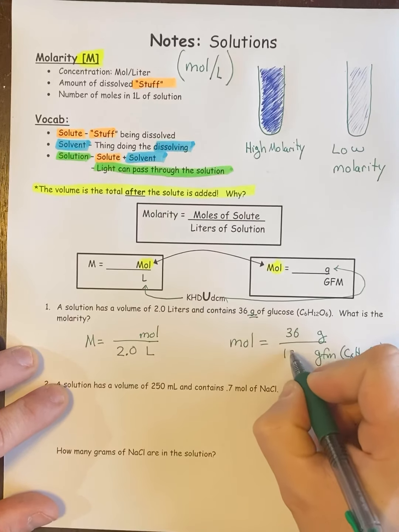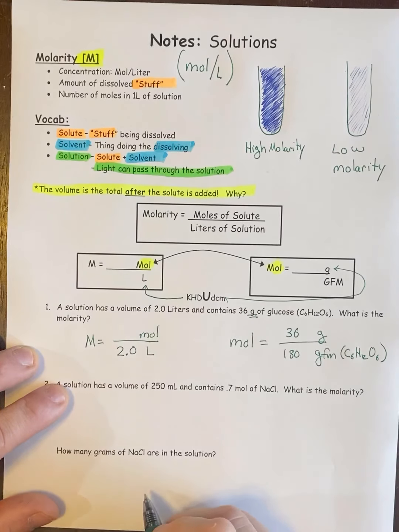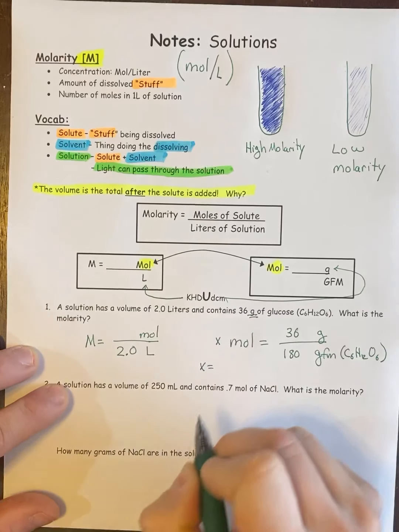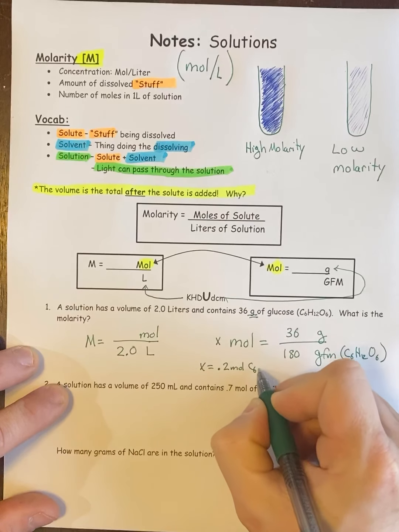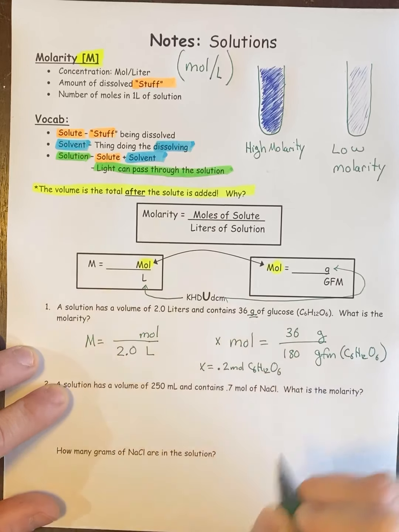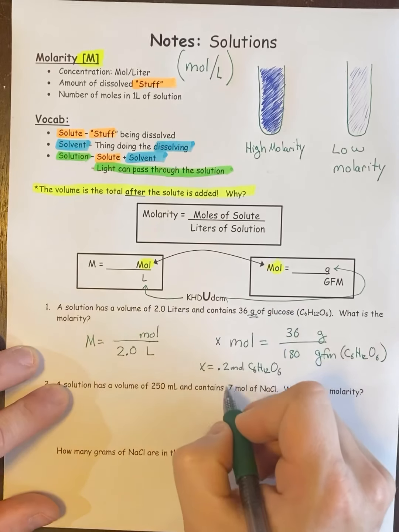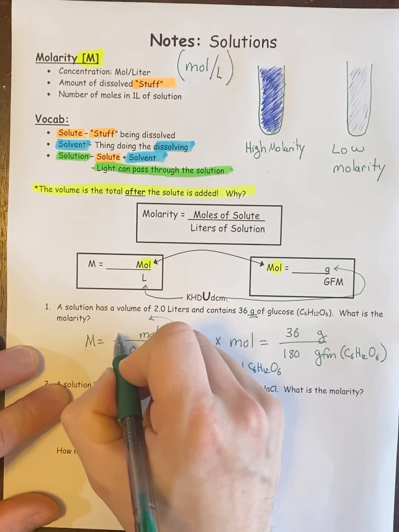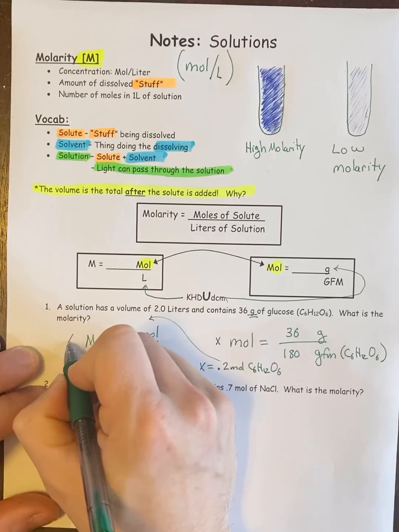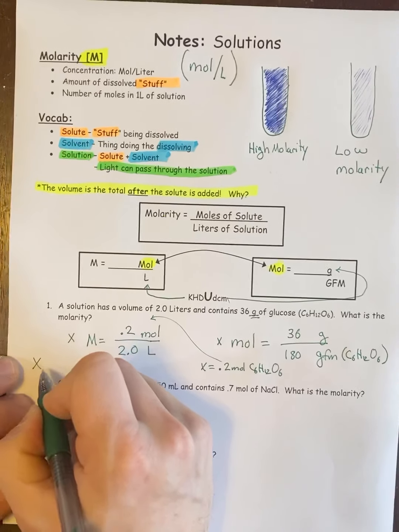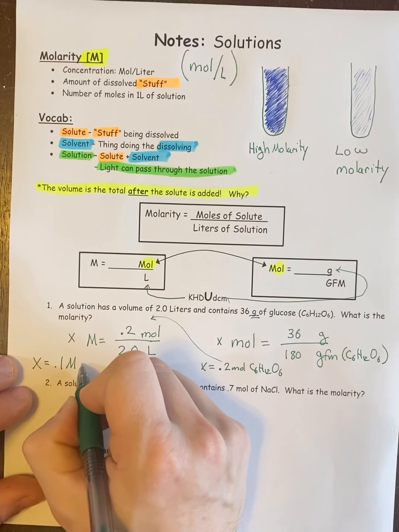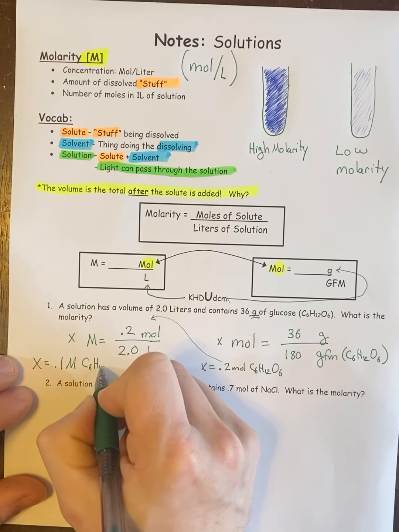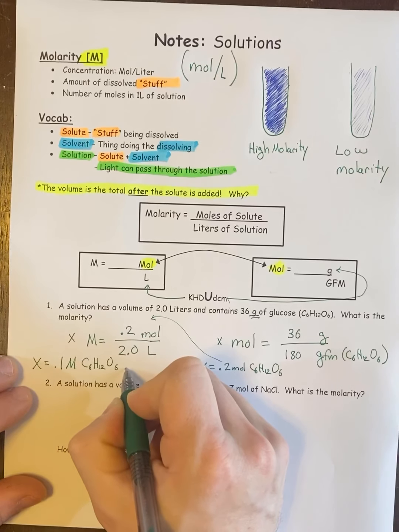The GFM of glucose, I'm not going to do it. We've done it a bunch of times. It's 180. And now I'm going to solve for moles. So I solve for moles and I get 0.2 moles of glucose. And then I plug that in over here, and I solve for my molarity and I get 0.1 molar is how it's said. Glucose.